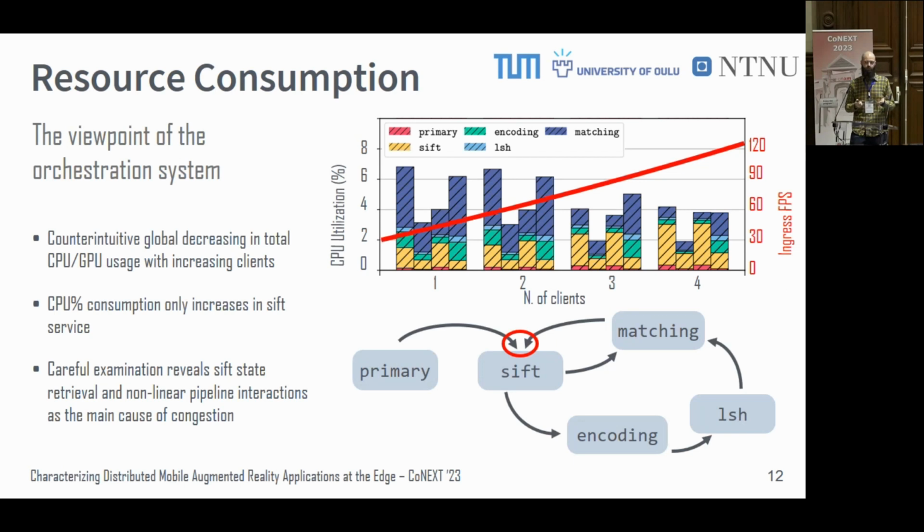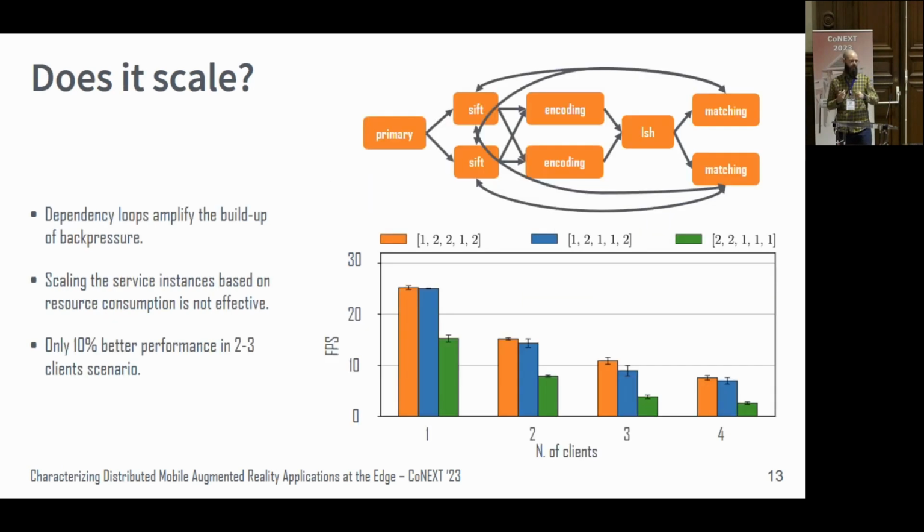The next question is, okay, but if we scale the service, can we actually compensate for this performance degradation? Unfortunately, the answer is no. Because with this nonlinearity in the dependencies, when we scale up the services, we are amplifying the back pressure that we put on the pipeline. As a matter of fact, by scaling up, we only achieve a 10% improvement in performance in the 2 to 3 client scenario, and the general performance actually decreases in all the other scenarios.